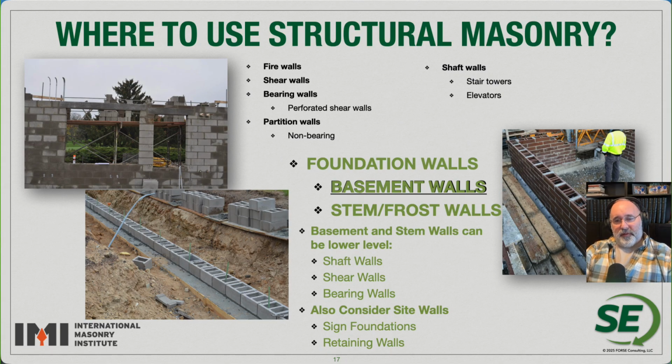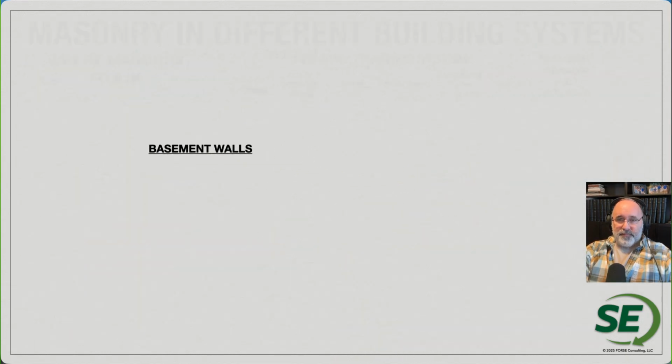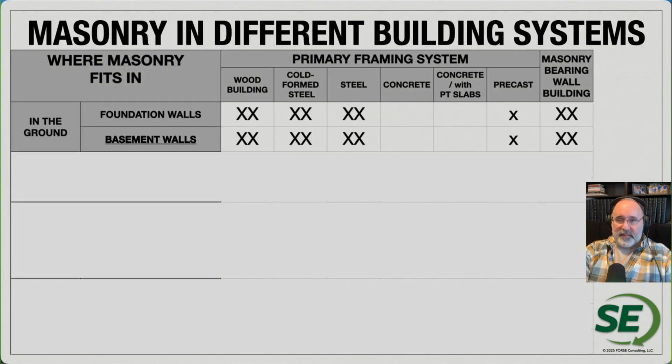There's other types of site walls that you can consider with masonry as well. For all the same reasons that we can do the stem walls and basement walls, we can also use masonry for sign foundations, retaining walls. There's a lot of really good places where we can use masonry in our designs. Again, masonry fits into different building systems. Again, for the different types of framing systems that you can have with wood and cold form steel, concrete, precast, all different types of systems that you can have, masonry foundation walls can fit into relatively well.